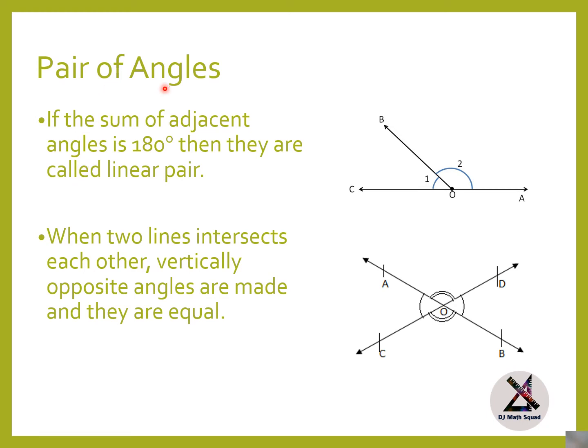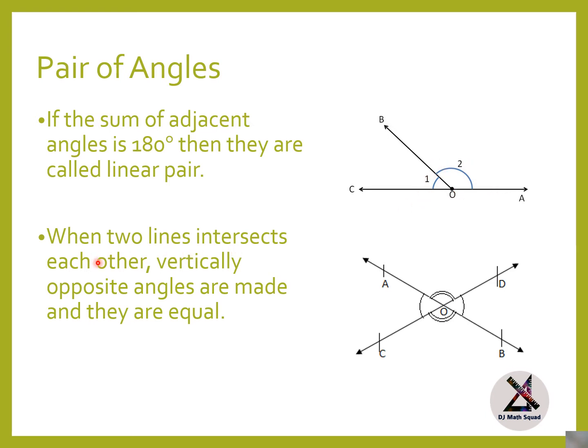Then pair of angles, some more. If the sum of adjacent angles is 180 degree, then they are called linear pair. So if you see here, angle 1 and angle 2 are adjacent because they have a common vertex O, common arm OB, and angle 1 and angle 2 are on different sides of common arm. And if you look at this line AOC, it is a straight line. So if you add angle 1 plus angle 2, the sum is 180 degree. That's why they are called linear pair.